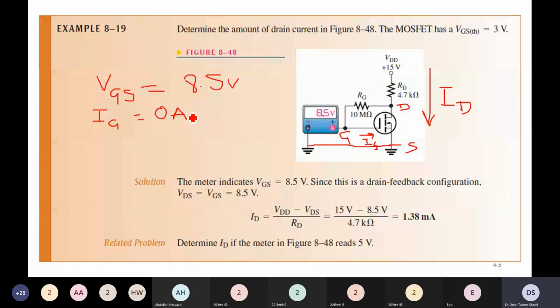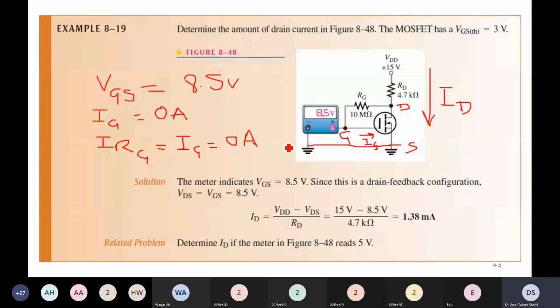Now, on the same basis, what is current IRG? Current IRG is equal to gate current, which is 0 ampere. Is this okay? Yes, sir. Sorry sir, please explain how this IG is 0 ampere.